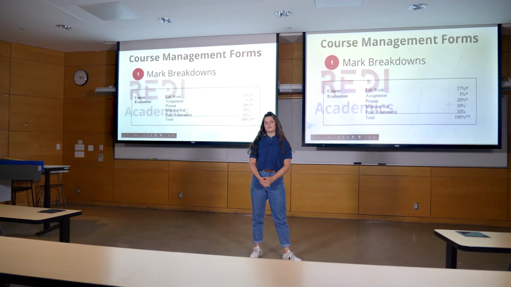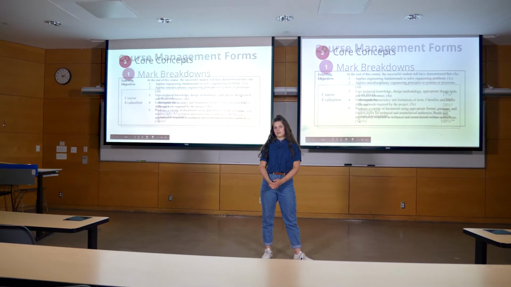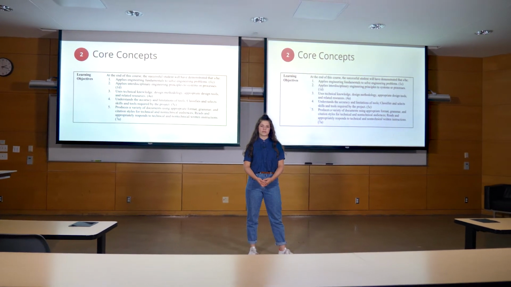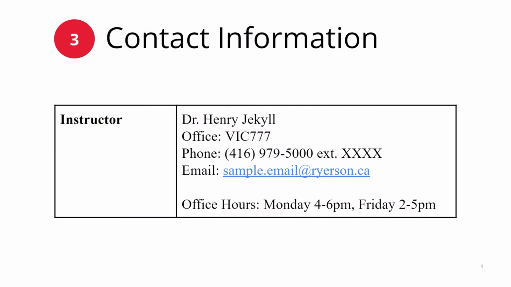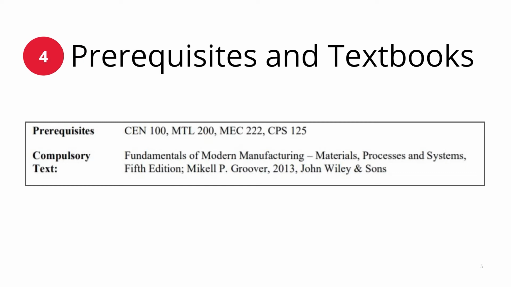To start off, every course you will take has a course management form, which is an outline for everything that you will do in the course. This includes a mark breakdown for your labs and tutorials, the concepts that you will learn in the course, as well as when you will learn them in the form of a class schedule. Additionally, your professor's contact information will also be provided, such as their phone number, email, and office location, the prerequisite courses required to take the course, and any textbooks that are required.